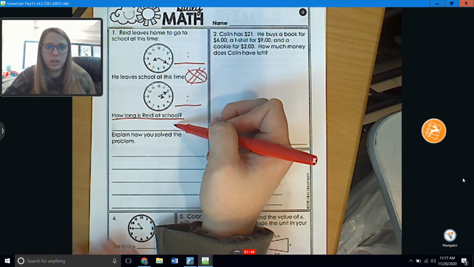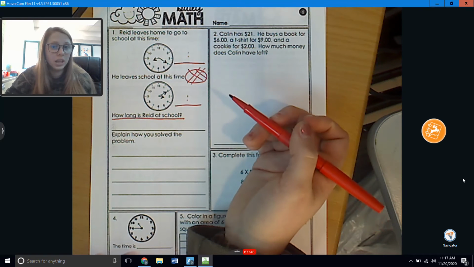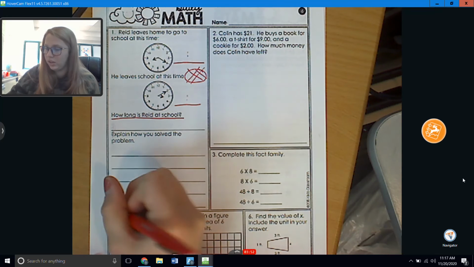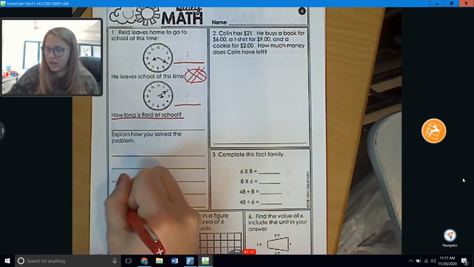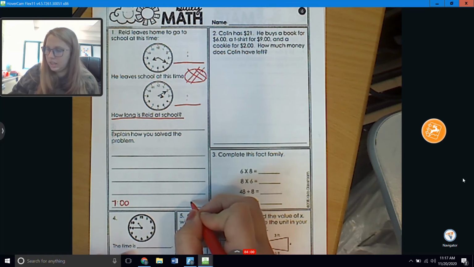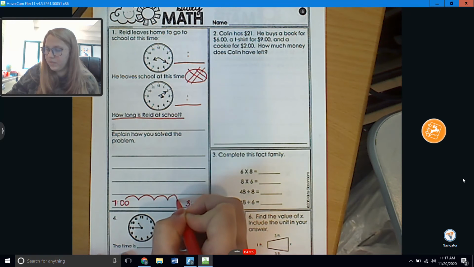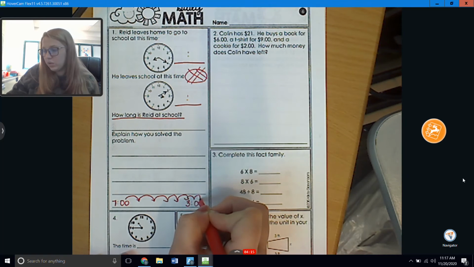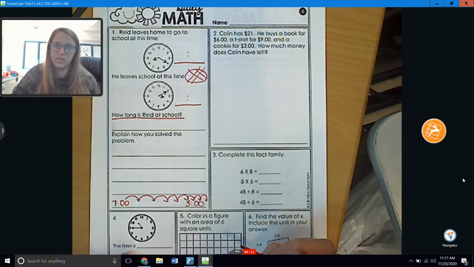Now you're going to tell me how long he was at school, and you will explain how you solved the problem. So maybe you used the Judy clock on my website. Maybe you used that number line. Remember, I'll draw it here at the bottom. So let's say he left for school at 7 a.m. And then he leaves school at 3. I can go like this and decide 8 o'clock, 9 o'clock, 10 o'clock, 11 o'clock, 12 o'clock, 1 o'clock, 2 o'clock, 3 o'clock. That was one of our strategies.